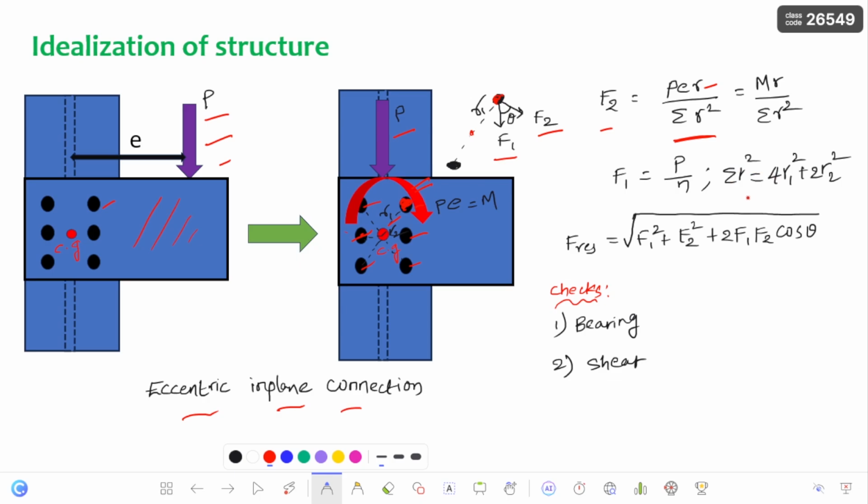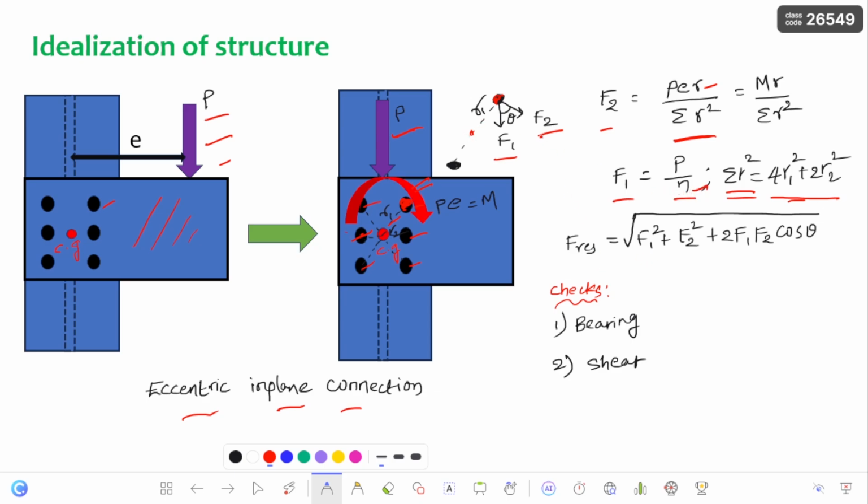If you combine all the radial distances, the summation of R square is 4R1 square plus 2R2 square. You have to substitute this summation of R square in the formula to get the F2 force. And F1 is the axial force, which is equally distributed to each and every bolt. So you have to divide by the number of bolts, n, to get the F1 force.